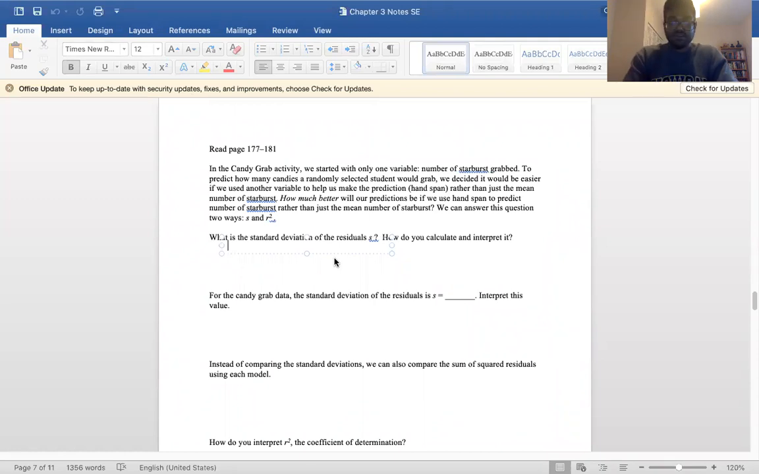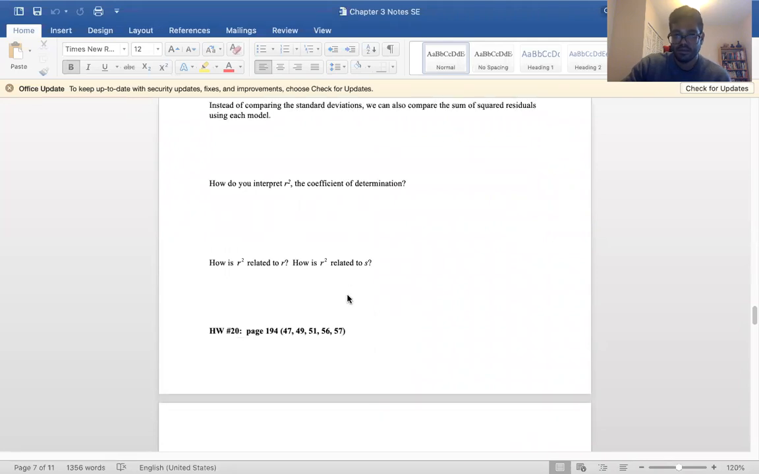What it means is that this tells you the approximate size of a typical prediction error, right? Standard deviations are a measure of spread, of how far you are away from the mean, with the line being the mean. It's kind of typically how far you're going to be away from that line. Okay. So the next couple of questions, again, go back to the candy activity that we're going to be doing in class. Last thing I want to talk about is R squared.